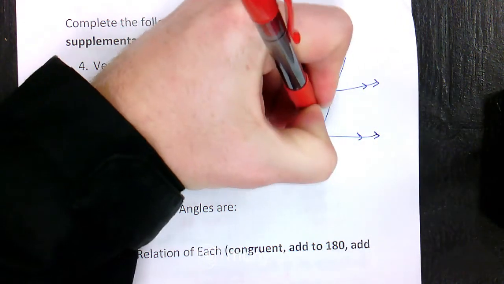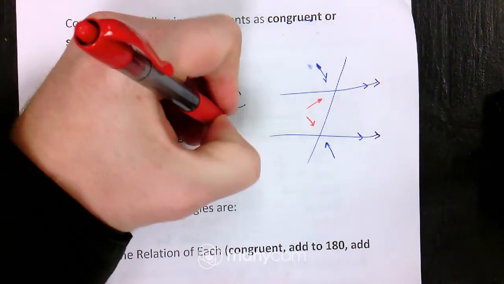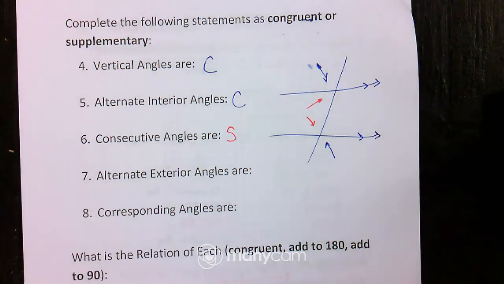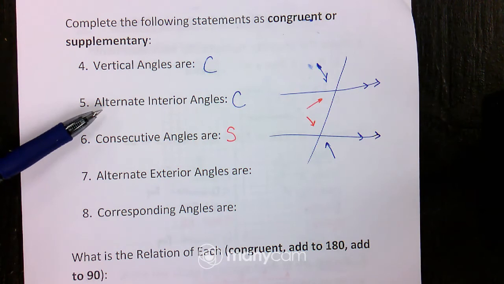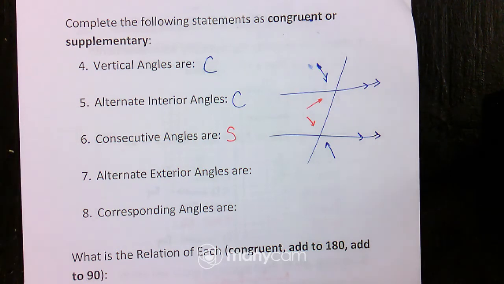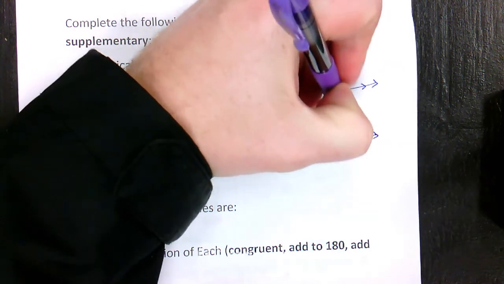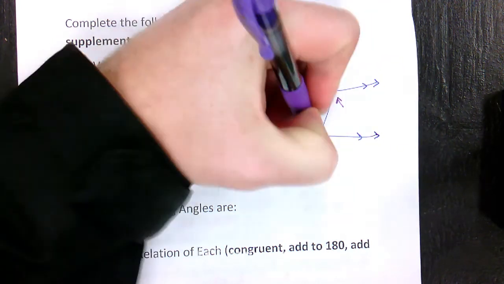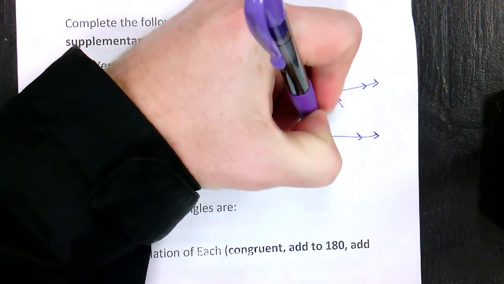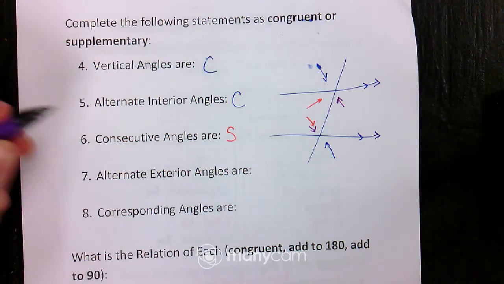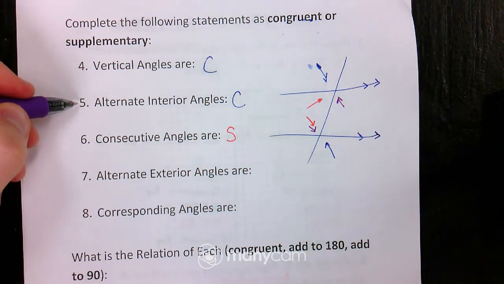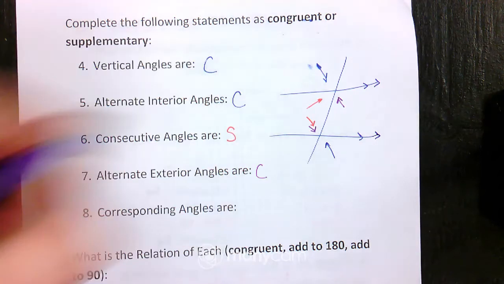That's these guys. Supplementary. There we go. Alright, alternate exterior angles. Did I put that in there twice? Oh no, this is alternate interior angles. But it's still congruent. So alternate interior angles would be like this one and this one. Okay, these purple ones. That would be number 5. And yes, those are congruent. And so are these. These are also congruent.